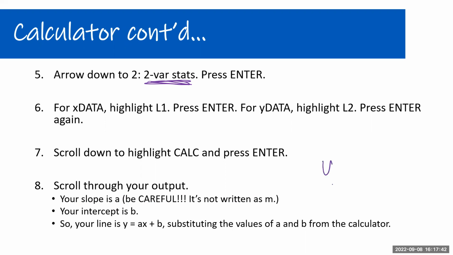The calculator gives you your answer as Y equals AX plus B. You need to look for the value of A and the value of B in that pile of output that it's going to give you. Okay, so when it gives you A and B, you can write your equation, plug them in, and you get it just like before. Just remember that M is A, which is your slope, okay?